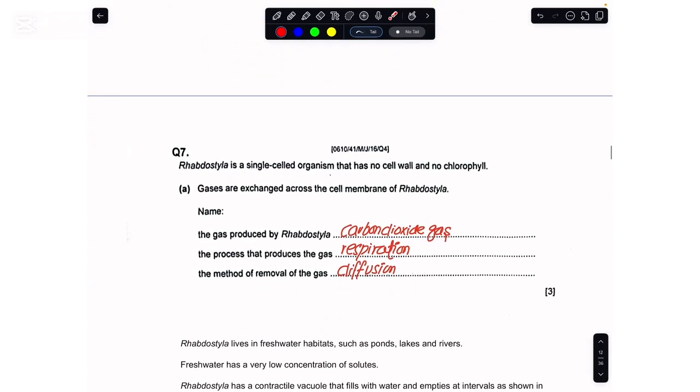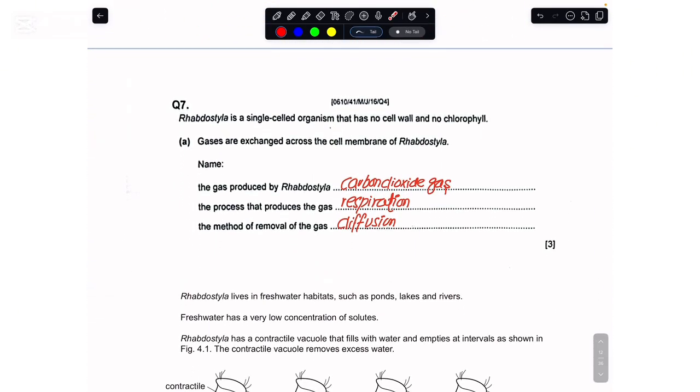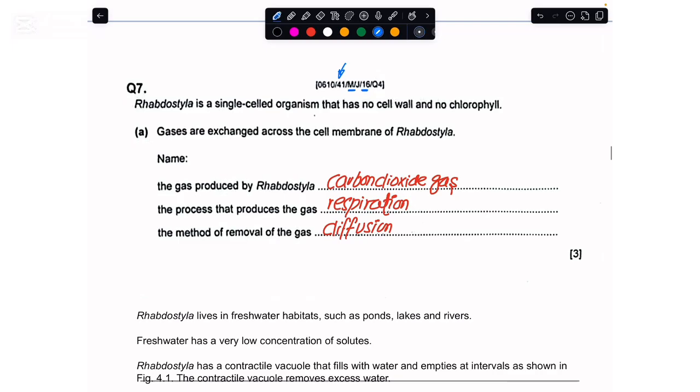Now if I were to move further, for question number 7 that came in May June of 2016, variant 41, they ask us that Rhabdostyla is a single celled organism and it has no cell wall and no chlorophyll. Further, they say that gases are exchanged across the cell membrane of the Rhabdostyla, and they want us to name the gas which is produced by the Rhabdostyla.